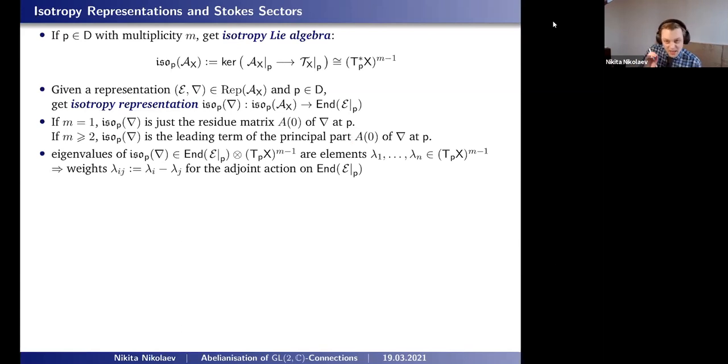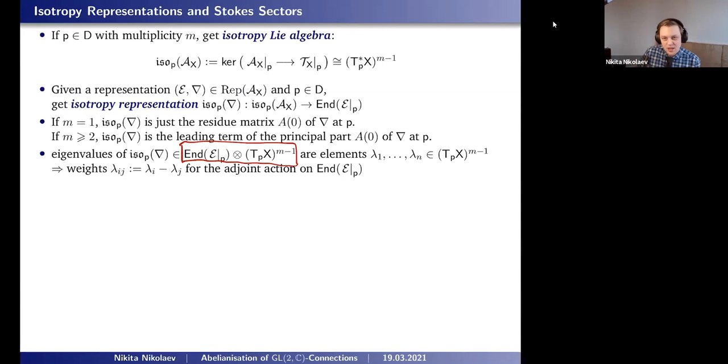It's an endomorphism of the fiber, but importantly, because it has this dz over z to the M, it's not quite just considering the matrix A0. That's not quite a well-defined object geometrically. What is well-defined is the isotropy representation. So you really have to consider the matrix where the entries are valued in the (M minus 1)st symmetric power of vector fields.